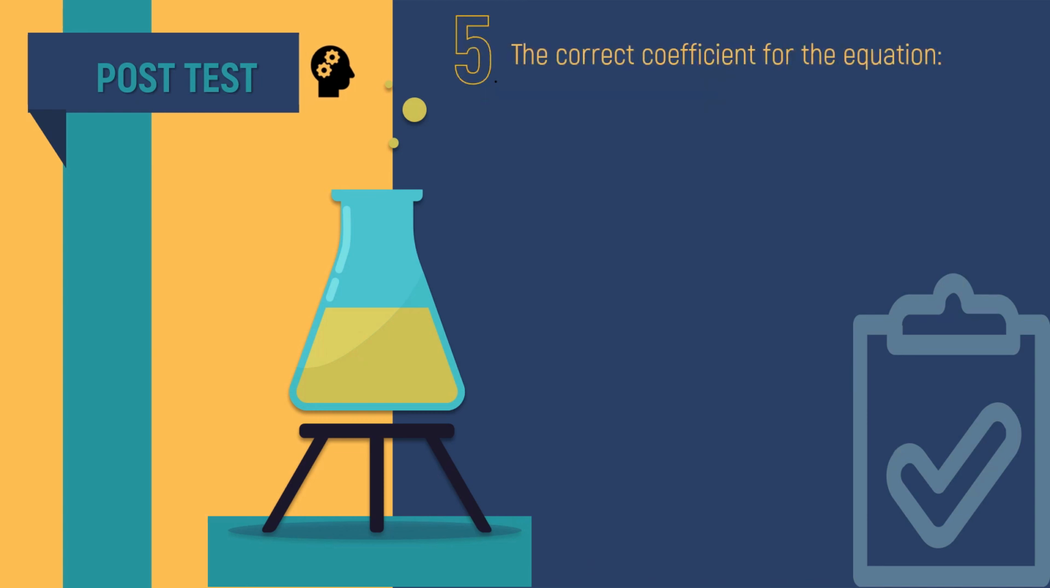Number 5. The correct coefficients for the equation NO plus O2 producing NO2. A. 4-1-4, B. 2-1-2, C. 2-2-2, and letter D. 4-4-2.